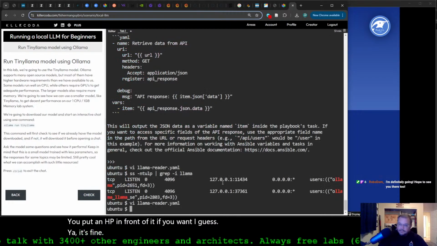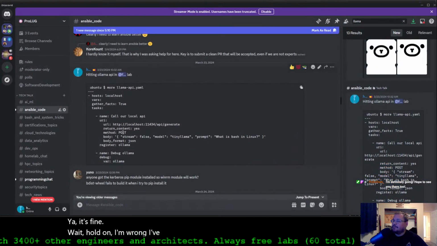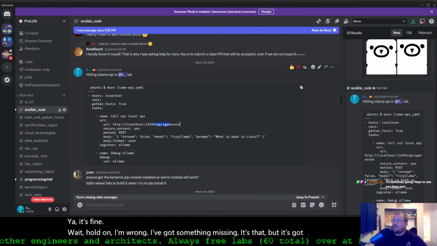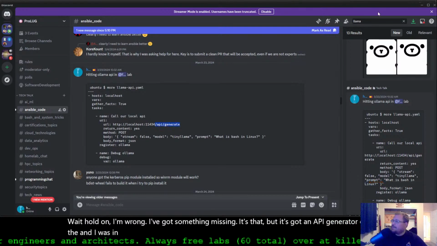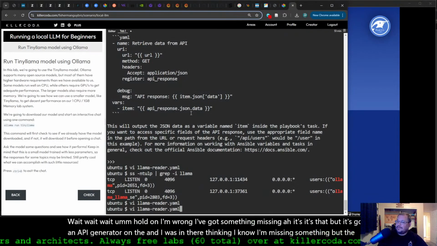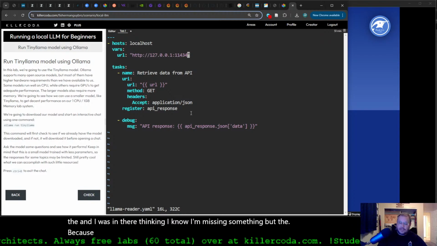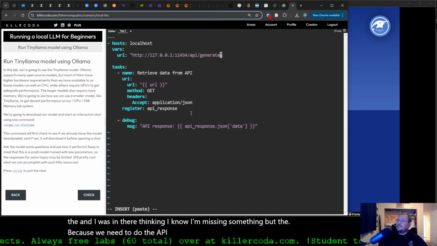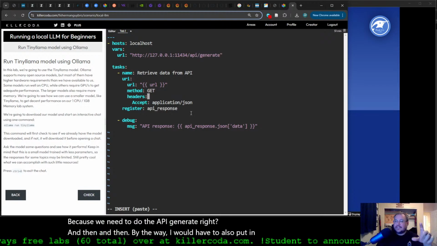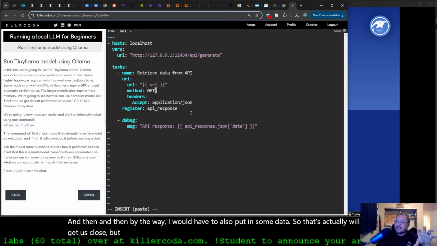Wait. Hold on. I'm wrong. I've got something missing. It's that, but it's got an api/generate on the end. I was sitting there thinking, I know I'm missing something, because we need to do the API generate, right? And then by the way, I would have to also put in some data. So this actually will get us close, but this is not going to be exactly what we need.